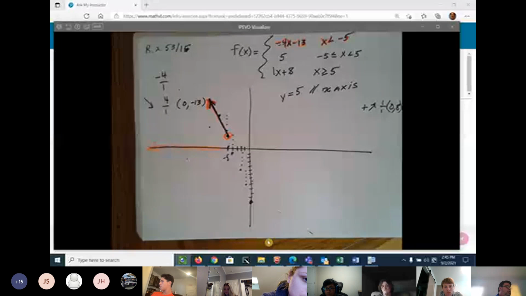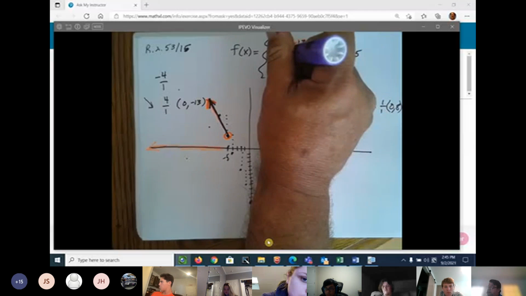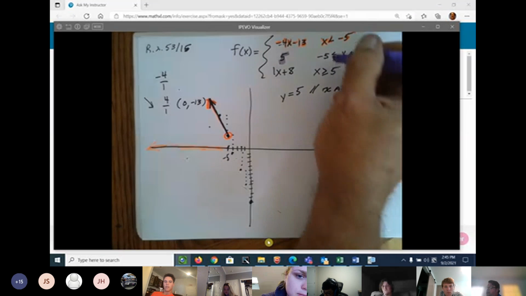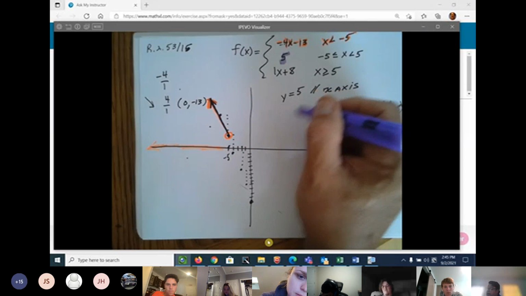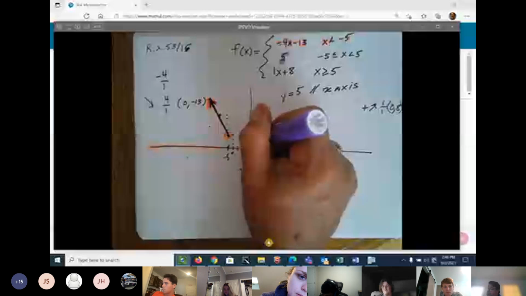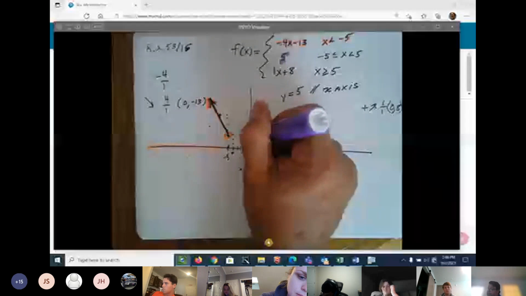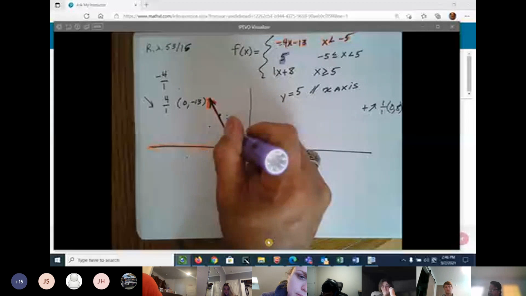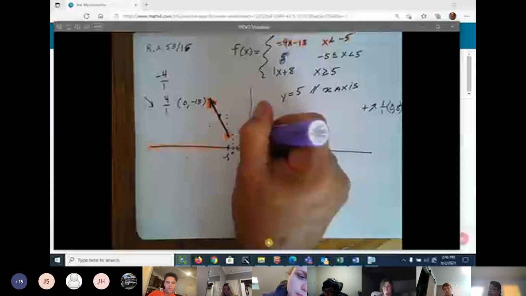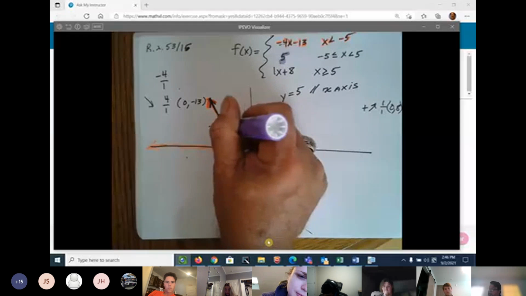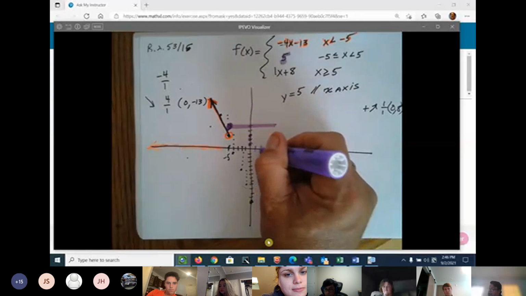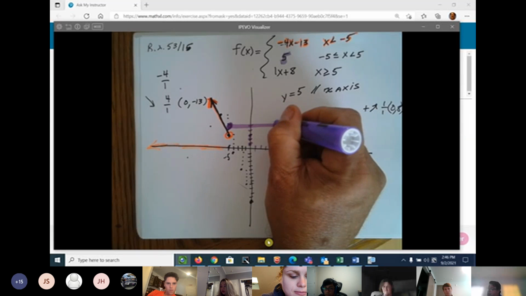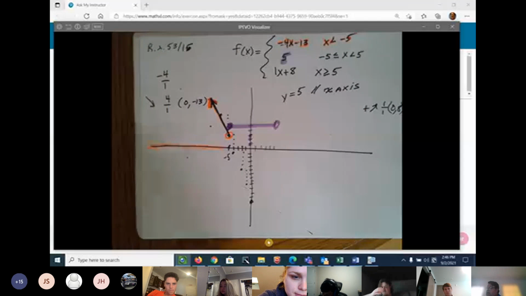Let's go with a purple. From negative 5, and it's got a closed circle. This is y is equal to 5. 1, 2, 3, 4, 5. I think it's supposed to be right in here or somewhere. 1, 2, 3, 4, 5. And we got a closed circle parallel with the x-axis. Go to 1, 2, 3, 4, 5, and we got an open circle. And that's that.